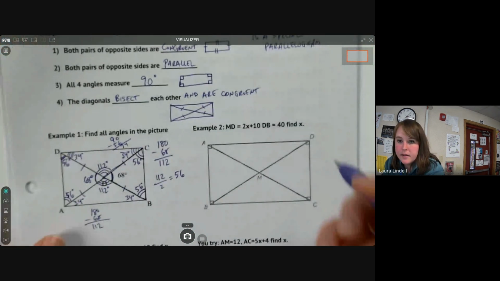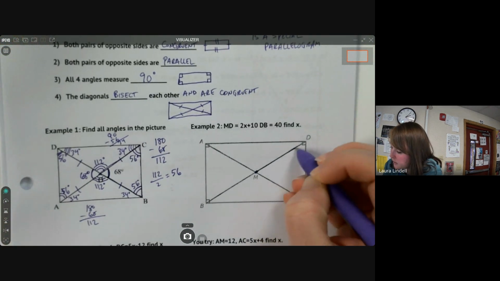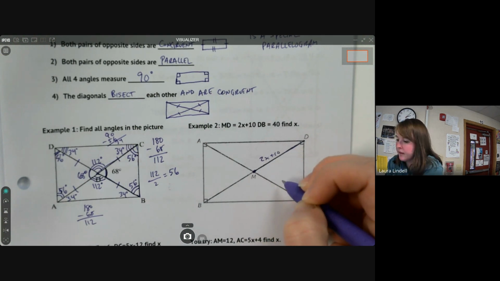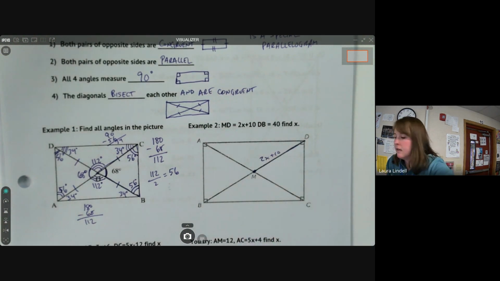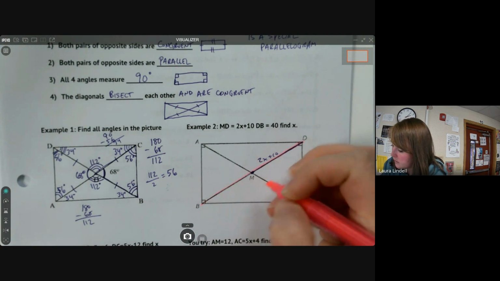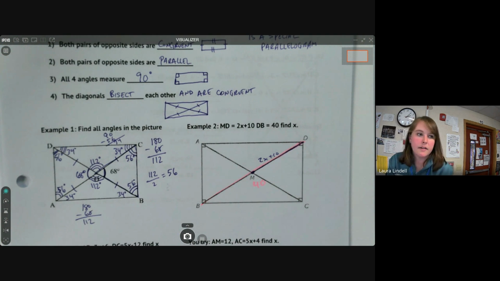On this next one, it says MD. So this part right here is 2x plus 10. Then it says DB, which is this entire thing here. DB is 40 for that entire distance. Okay, so we want to find x.